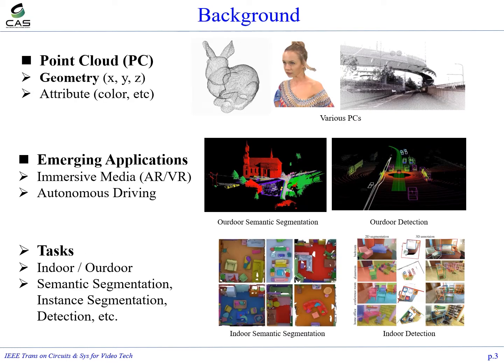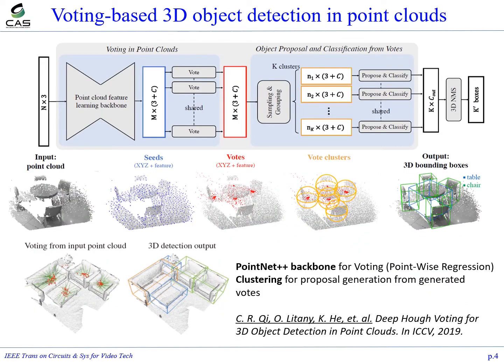Point cloud is a collection of points in 3D space, which can be used to represent 3D objects and scenes. Recently, with the growth of emerging point cloud-enabled applications such as 3D free viewpoint video, immersive media and autonomous driving, there are several challenging tasks in 3D indoor and outdoor scenes, such as semantic segmentation, detection and more. For indoor 3D detection tasks, the recently most popular methods are based on voting process.